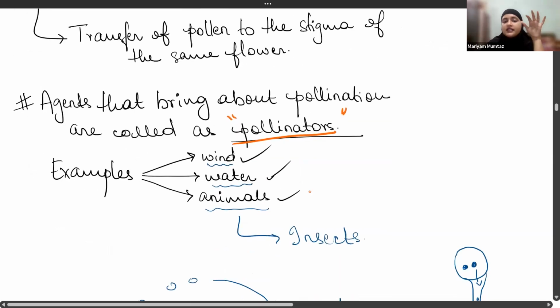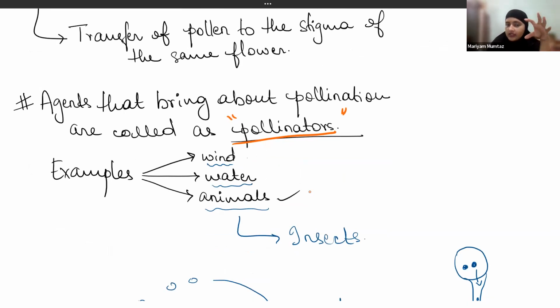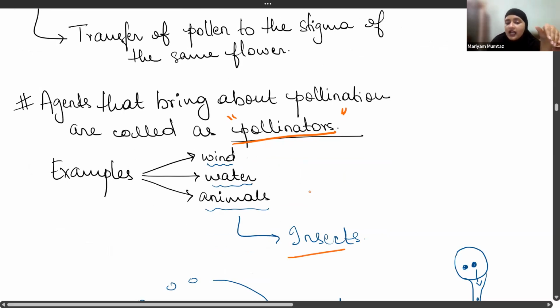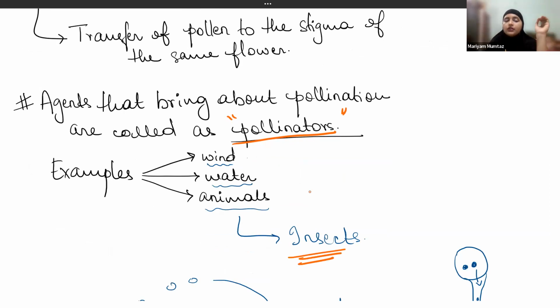Now, the pollinators can be wind, which is a non-living pollinator. A pollinator can be water, which is also non-living. And then it can be animals, and under animals, insects are the most famous pollinators. So pollinators are the agents that bring about the process of pollination. Is it clear?